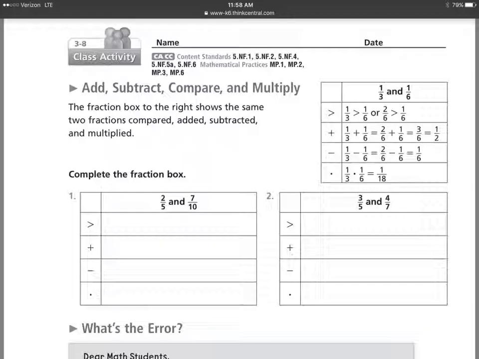Welcome to Lesson 3-8, Solving Real-World Problems. You're going to begin this lesson by opening your workbook to page 87. Go ahead and read the directions to yourself as I read them to you.